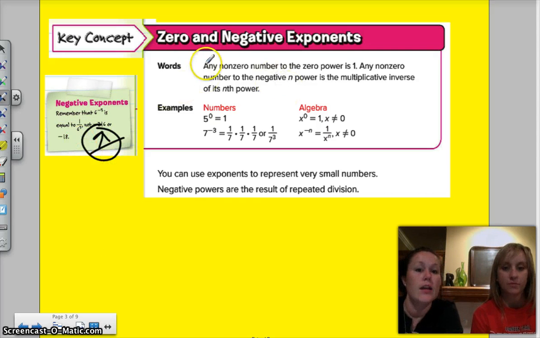So, in words, any non-zero number to the 0 power is 1. So if you have an exponent of 0, it's 1. So anything to the power of 0 is 1. Get that locked in, okay? Lock it in, lock and load.